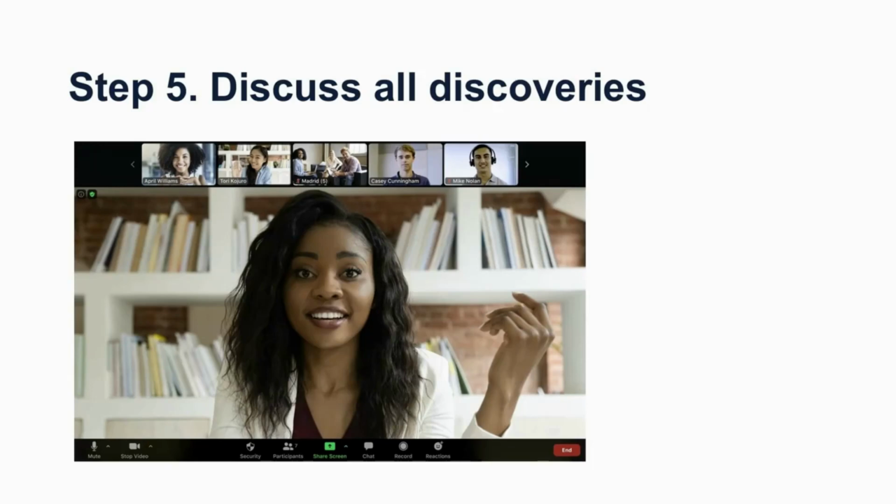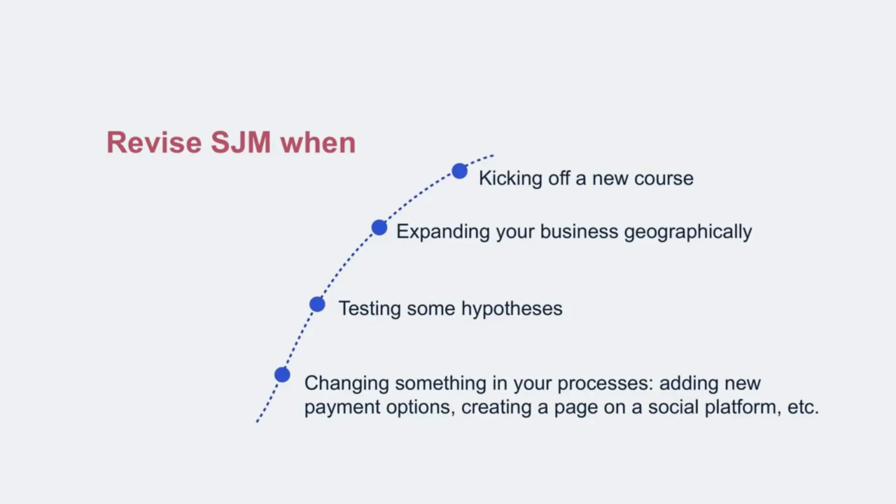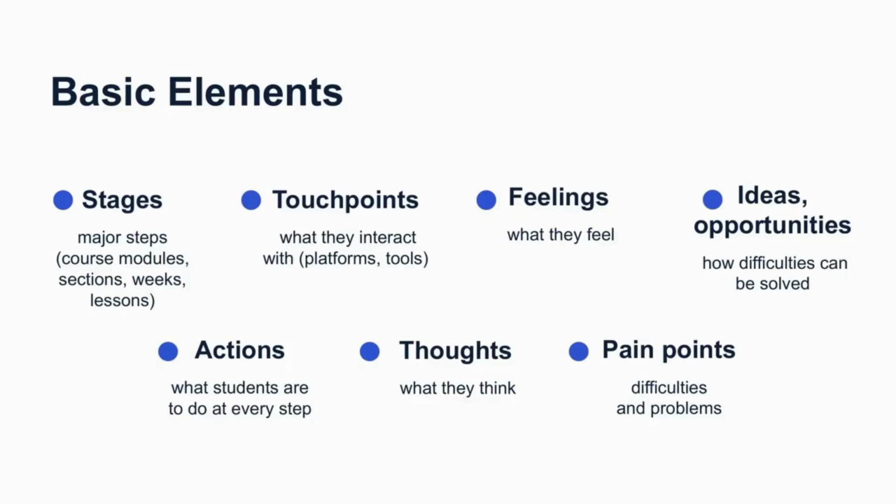So let's summarize all the elements of CJM and SJM. This slide contains the main elements that are present in every journey map: stages, actions, touch points, thoughts, feelings, pain points, and ideas. There are also some optional elements. You can add them anytime and decide not to if you want, because when you analyze the journey from your point of view, you will understand if you need them.